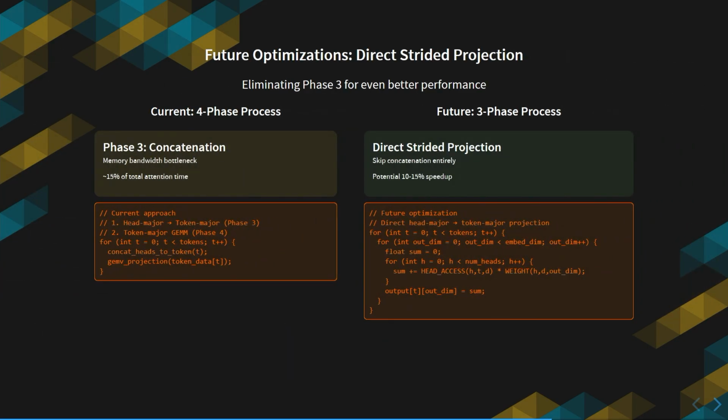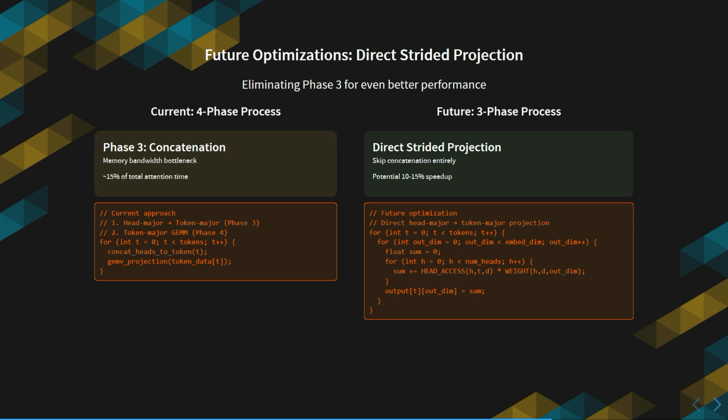And here there's a lot of future optimization, like direct stride projection. Looking forward, we can optimize further by eliminating phase 3, which is the concatenation. Currently, we have a 4-phase process: QKV to head major, then attention, then concatenation to token major, then final projection. In the future, we could have just 3 phases: QKV to head major, then attention, then direct stride projection.